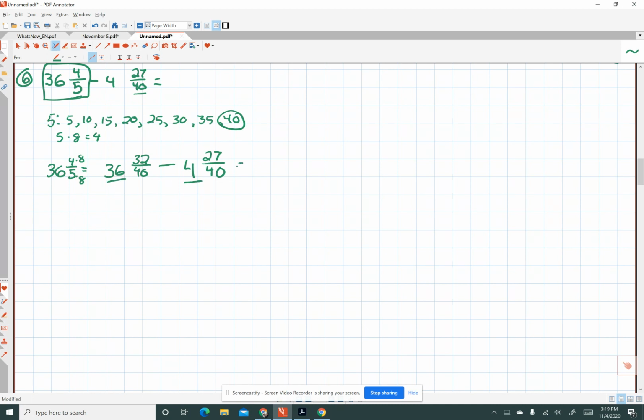$36 minus 4 is 32. Working in 40ths. And 27 from 32 is 5. Now, we can reduce this 5 over 40. We can divide 5 by 5 and divide 40 by 5, which will give us 32 and 1/8. And that's a final answer.